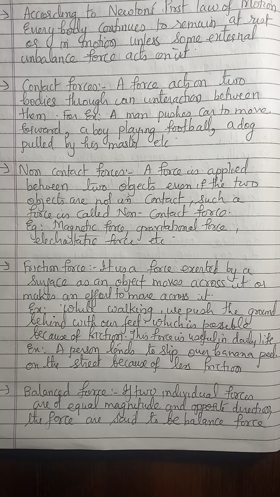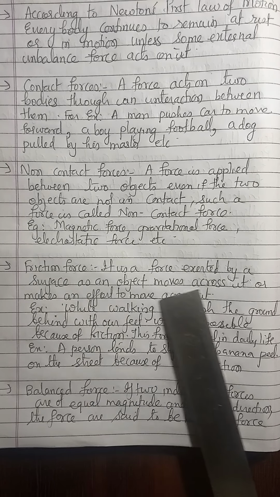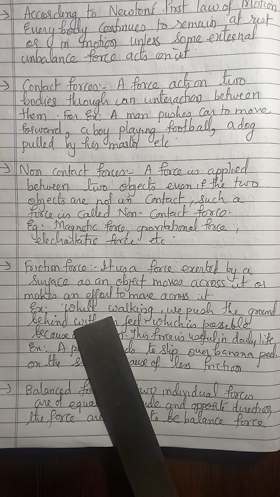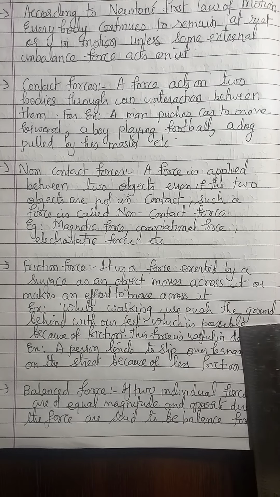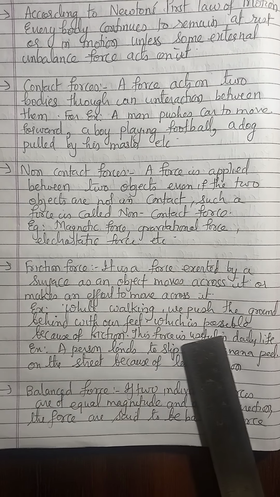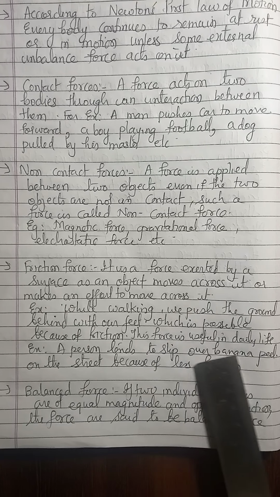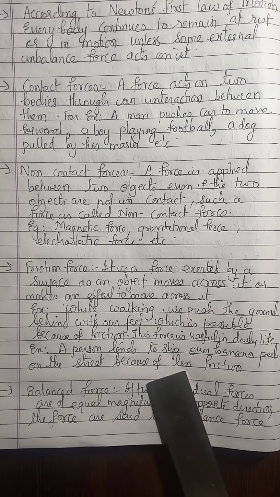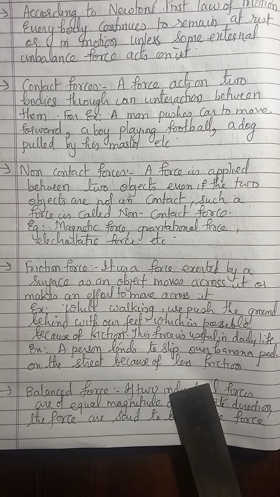Sometimes a person falls down when he puts his foot on the peel of a banana, because in that case the friction between the peel of the banana and the person is very less, as a result of which the person is unable to balance and may fall down. So friction plays an important role in our day-to-day life. For example, while walking, we push the ground behind with our feet, which is possible because of friction. This force is useful in daily life. A person tends to slip over a banana peel on the street because of less friction.